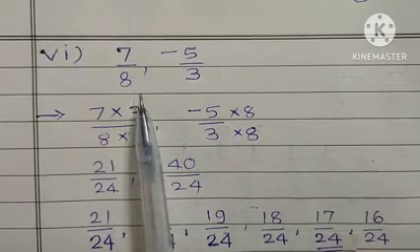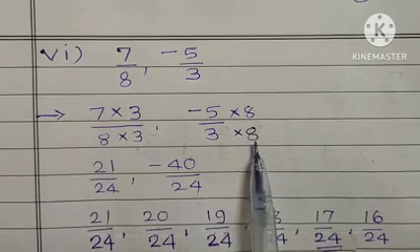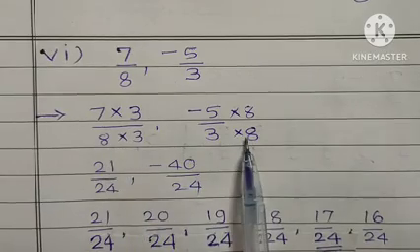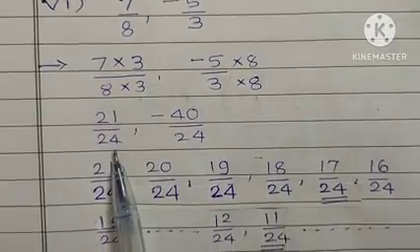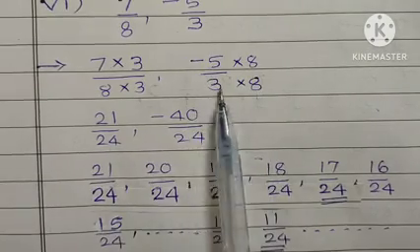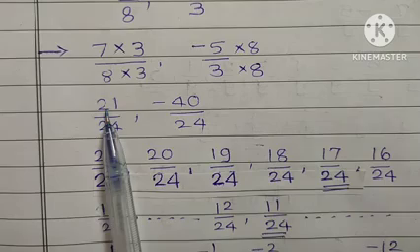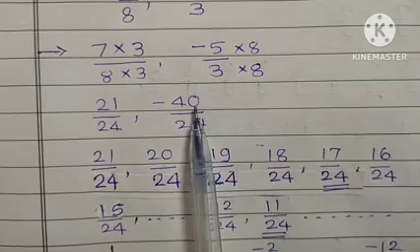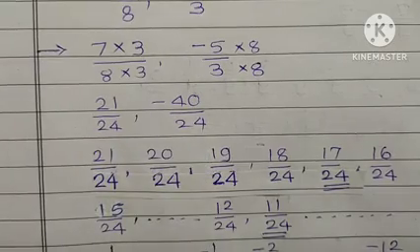Okay. So, multiply and divide by 3 to this rational number and multiply and divide by 8 to this rational number, you will get the same denominator. So, 7 into 3, 21 upon 24, and minus 5 into 8, minus 40 upon 3 into 8, 24. So, from 21 to 40, you can write rational numbers between these two numbers.